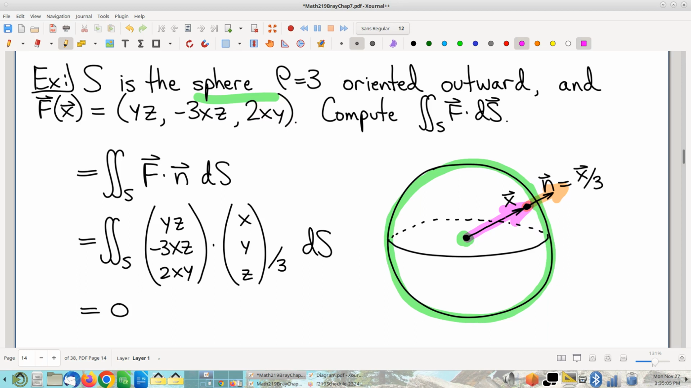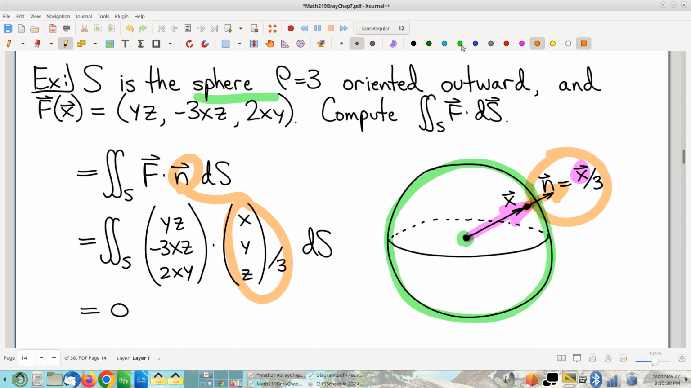Once you make that observation, it's actually pretty straightforward to find a formula for your normal vector. Take the position vector and find the unit vector that points in the direction of that position vector. So x over 3 in this case, because the radius is 3. So I instantly know what my unit normal vector is. No parameterization, no partials, no cross product, capital N, all that business. I don't need to. I can just write that down.